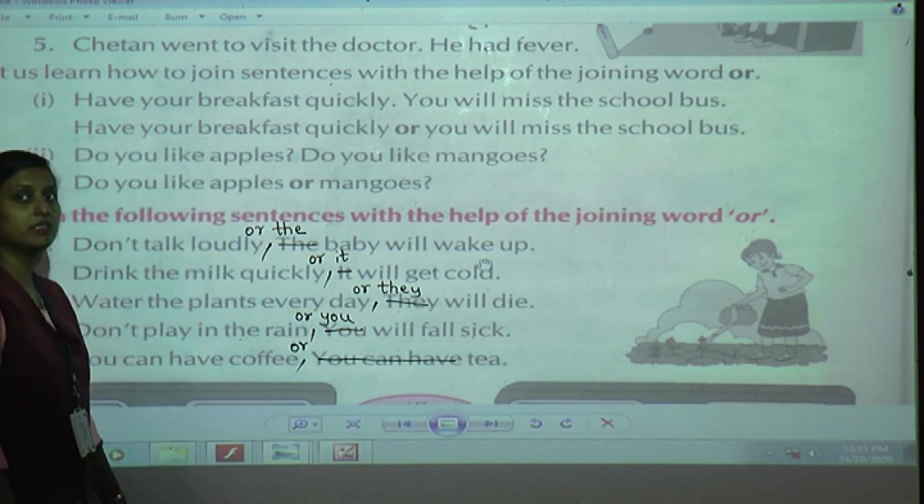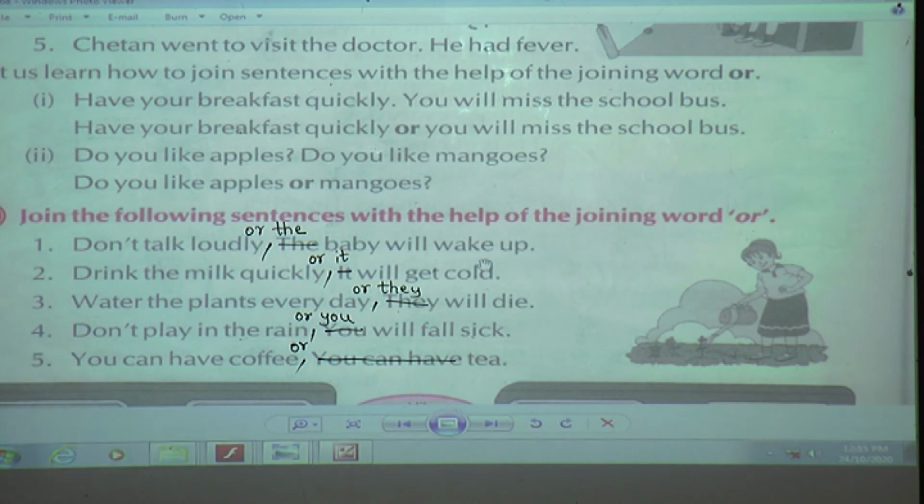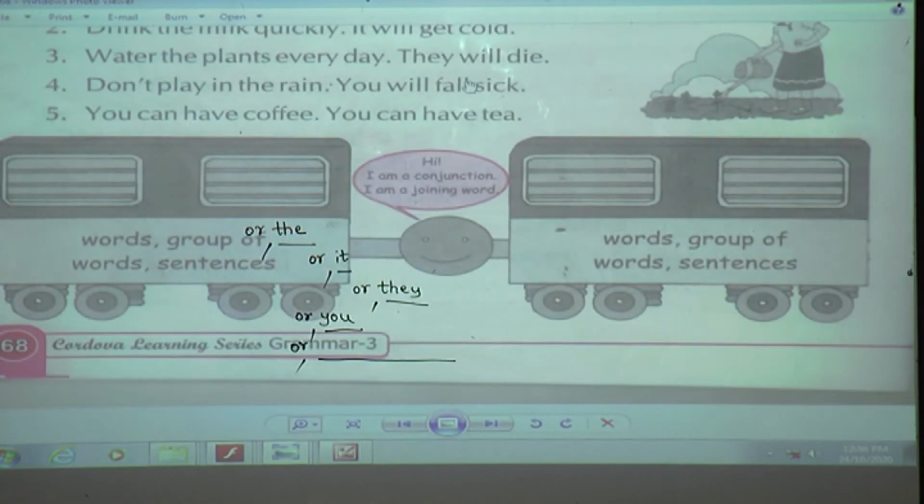Got it, students? I hope that you have understood or also. So can you tell me, students, what is a conjunction? Yes, a conjunction is nothing but a joining word. It joins groups of words or sentences.